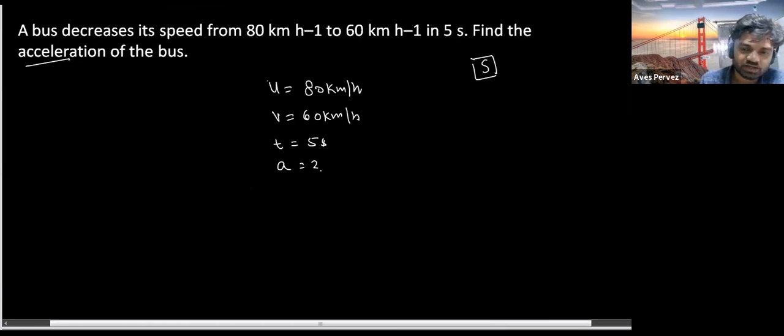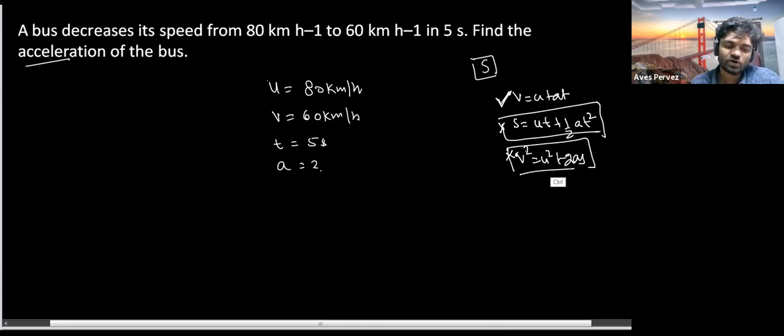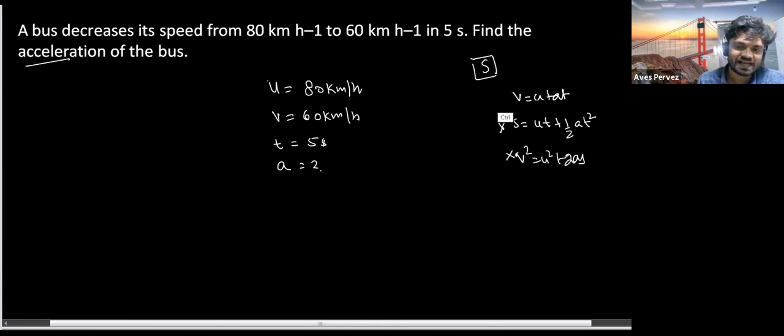Since displacement is missing, you know that V is equal to U plus AT. This is the first equation. The second equation is S is equal to UT plus half AT square, and the third equation is V square is equal to U square plus 2AS. The missing physical quantity is S. S is in the second and third equations, so we use only the equation in which S is not there, that is V is equal to U plus AT.